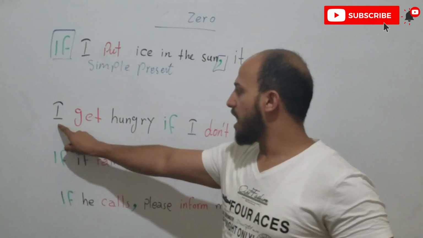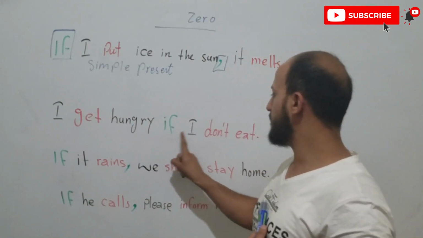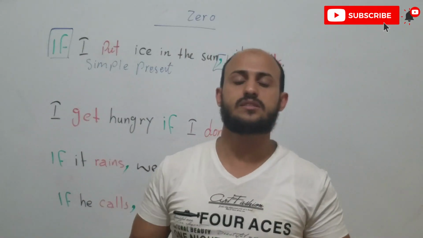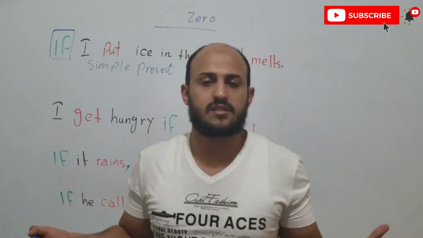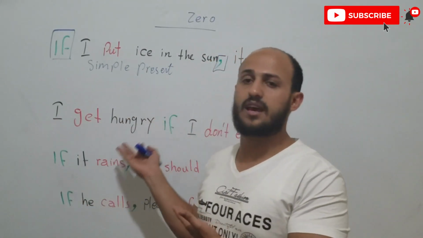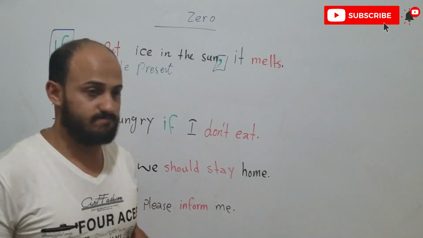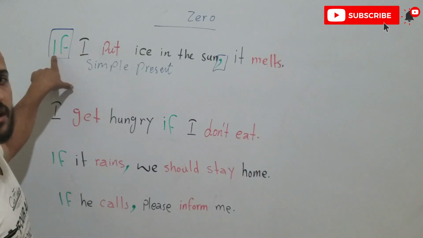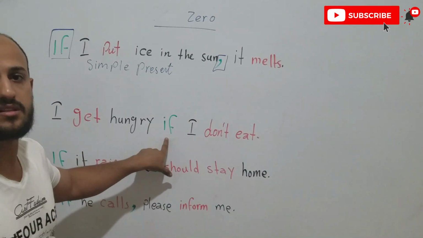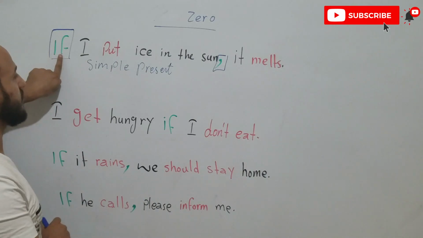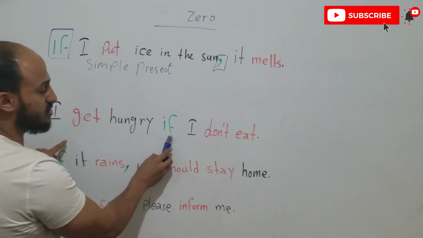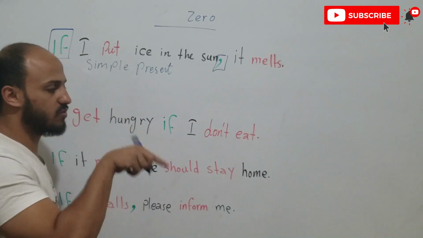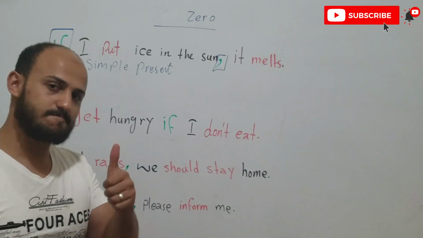Now let's go to number two. Focus here. I get hungry if I don't eat. All right. So basically, zero condition is something fact. All right. I get hungry if I don't eat. Yes, it is a fact. Okay, so remember guys, here I used if in the beginning. Here I used if in the middle. Alright? Remember, when you use if in the beginning, you need a comma. When you use if here in the middle, no comma. Okay? Don't use comma here. Wrong. You understand? That's great.